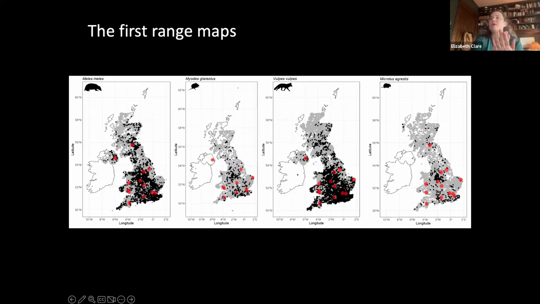So it suggests that we can actually, in the future, and this is very preliminary, use this type of air sampling at high density to actually develop range maps and track the movement of populations.